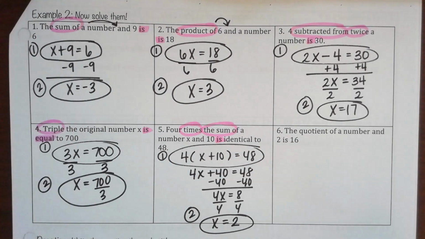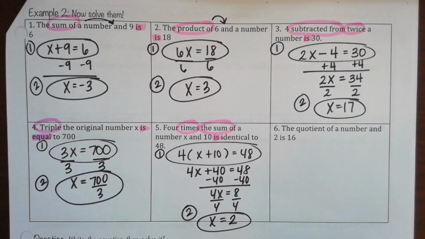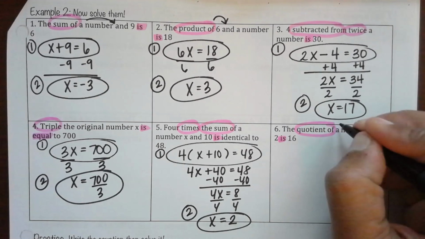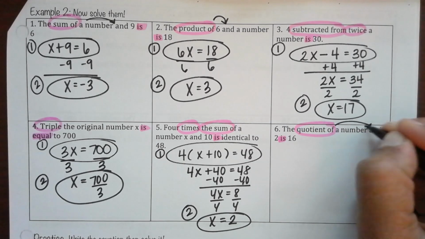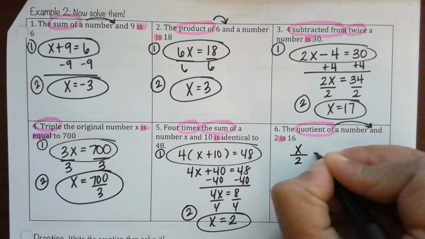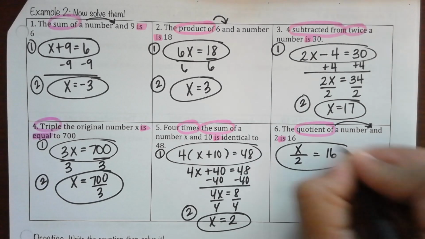The quotient of a number and 2 is 16. What do I do here? You tell me. The quotient is, there's an "of" you're looking for. So how do I write this? x over 2 equals 16. How do I solve it? Times 2 on both sides.